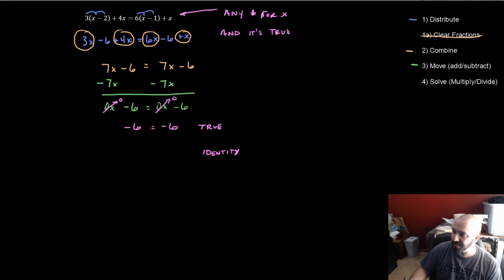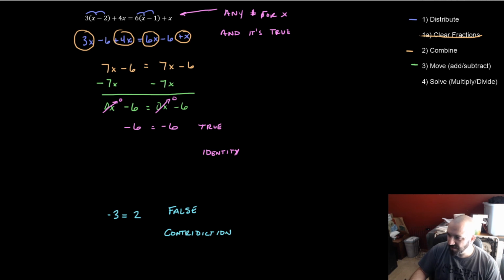So, there's another way that this happens as well, but it doesn't happen nearly as nicely. I'm not going to go through an entire solution for it, but if you were to go through a problem and you get a statement that says something like this: -3 is equal to 2. This is a false statement. This is known as a contradiction. This means that there is no value of x, or your variable, whatever variable you have, that will make your initial equation true.